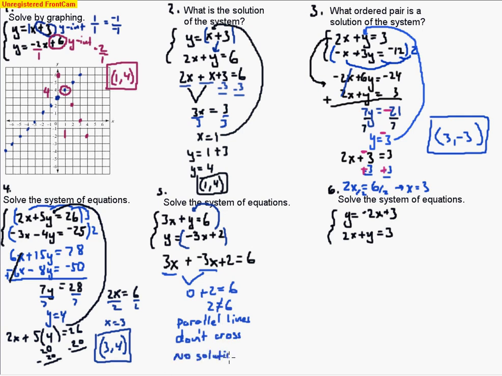So you'll see that on your test as well, but don't put every problem down as no solution, because that's not the case. Only when the variables cancel and the numbers don't equal.